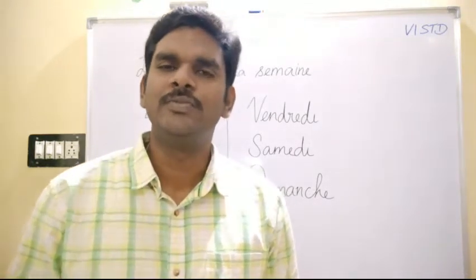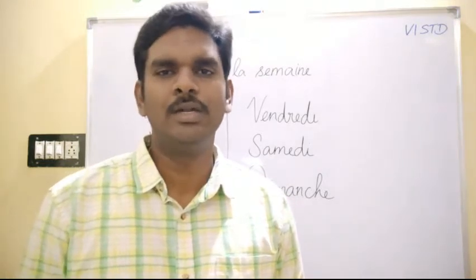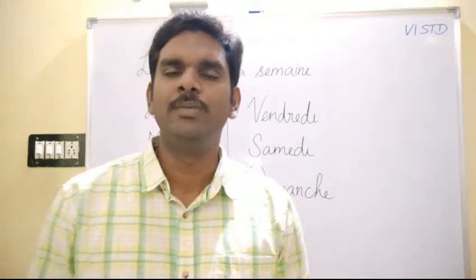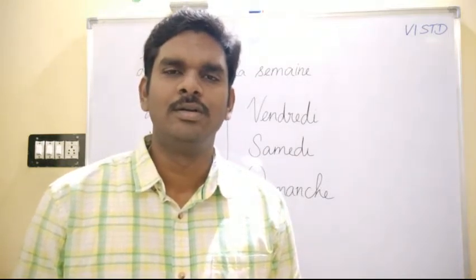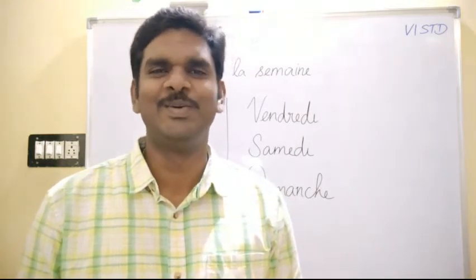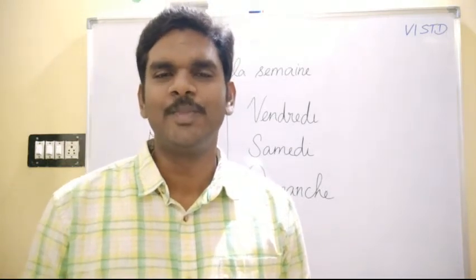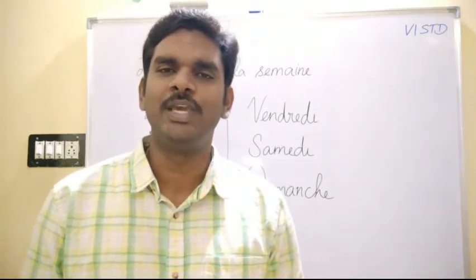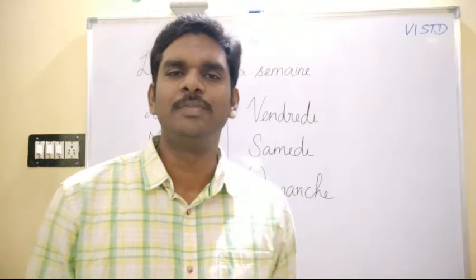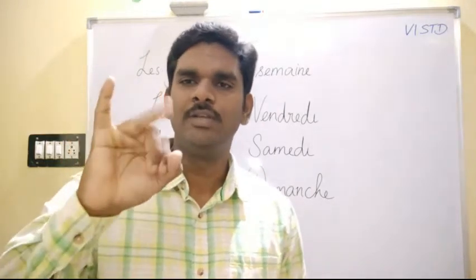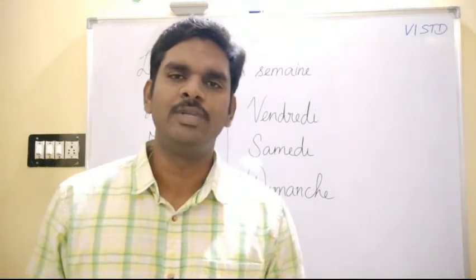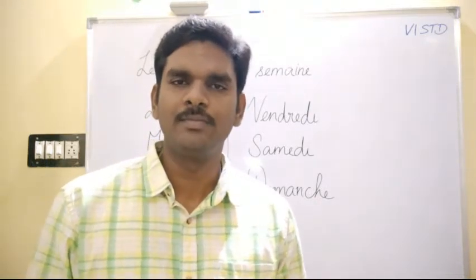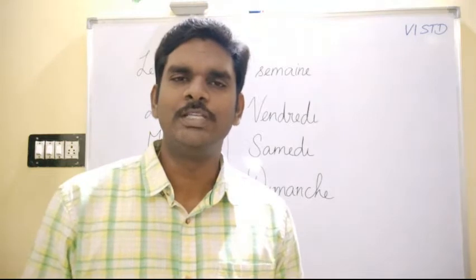What is the first month of the year called in French? January month in French. How will you call it? Janvier. Now, the fifth month of the year. January, February, March, April, May. How will you name it in French? May. In English it is May, and in French also the sound is mai.